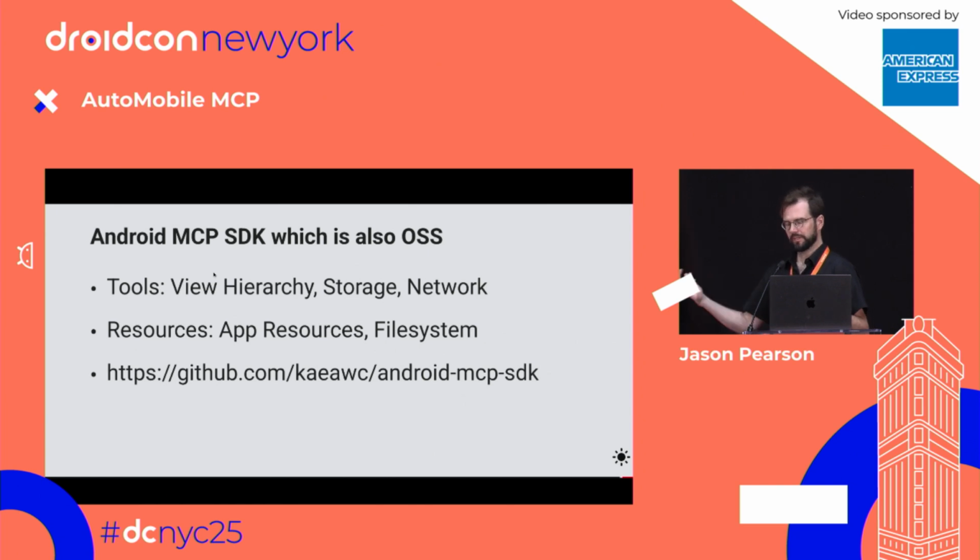There's also my Android MCP SDK, which is also open source on GitHub. It exposes view hierarchy, storage, network, app resources, and file system. All probably dangerous stuff. So I made it debug only, and you can't build it with a release app, or at least that's the hope. And that's the link.